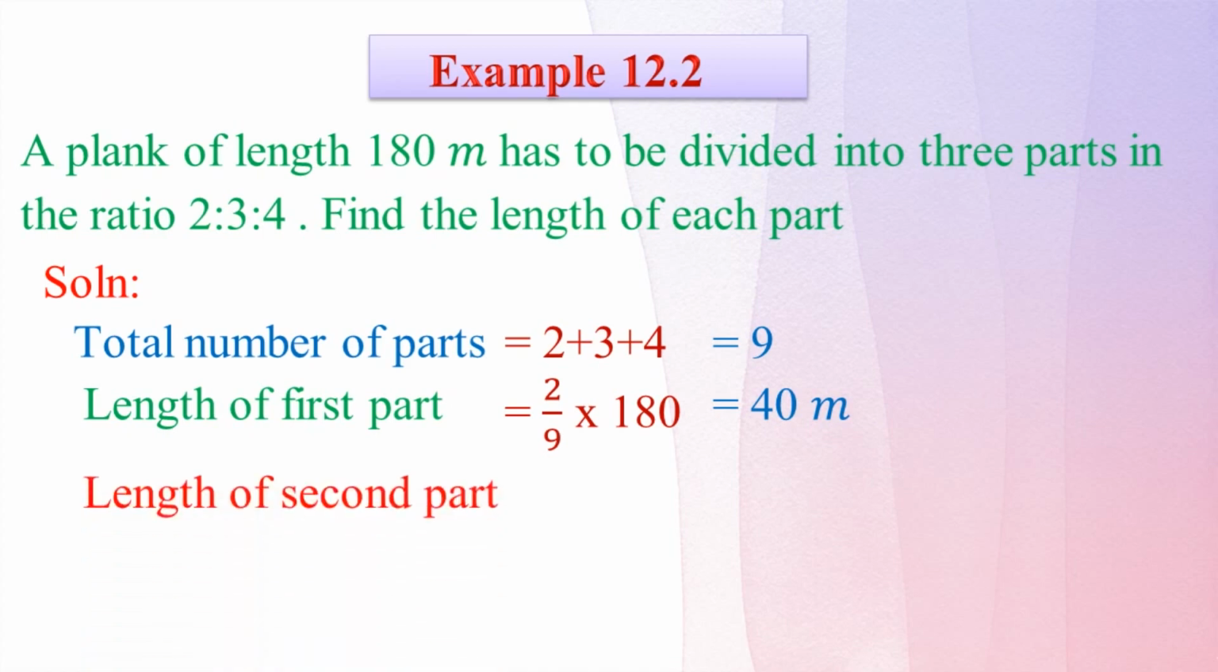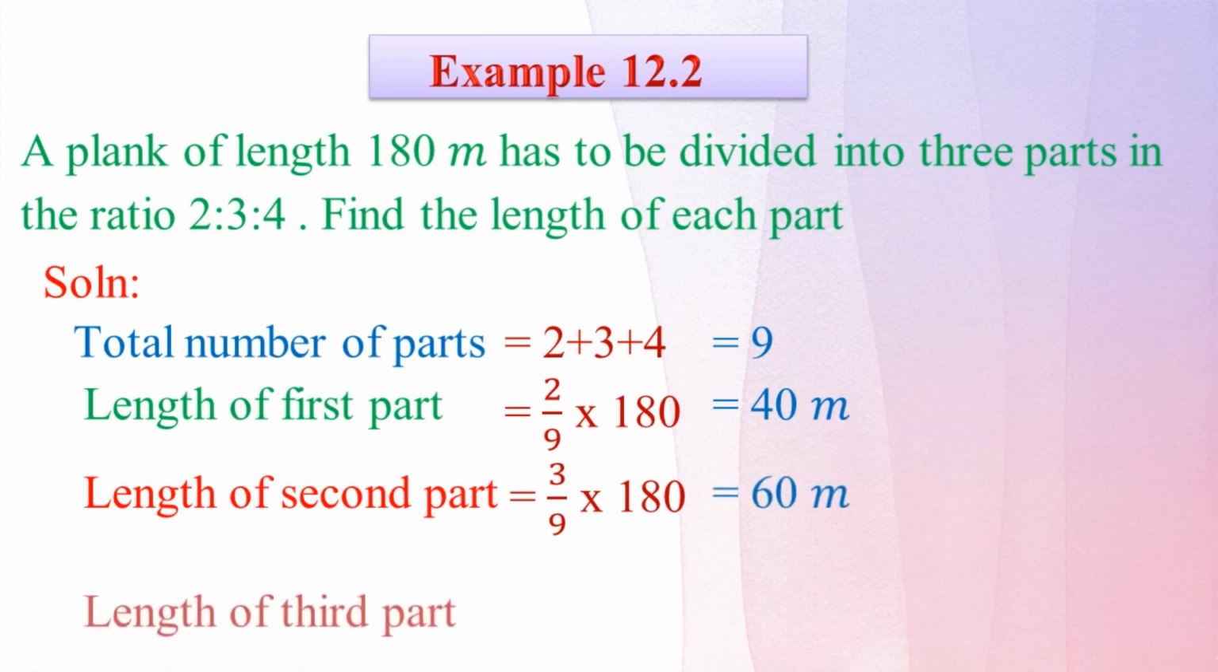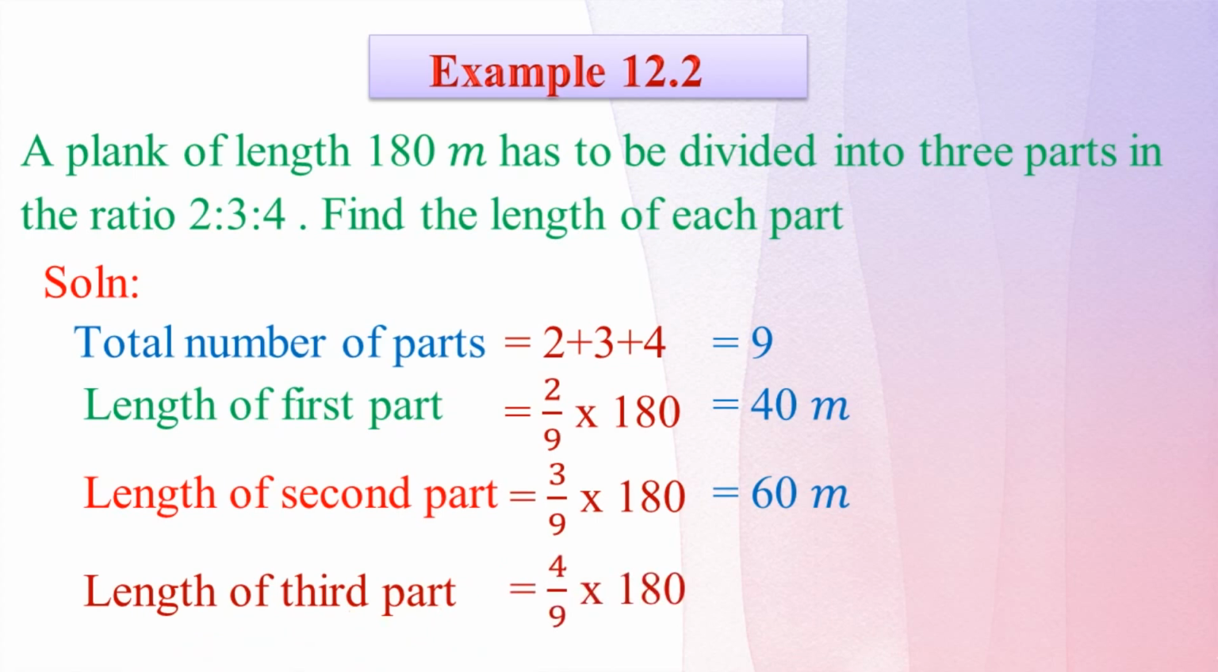And length of second part equals 3 by 9 multiplied by 180, we get 3 twenties are 60 meter. And the third one, length of third part equals 4 by 9 multiplied by 180, we get 80 meter.